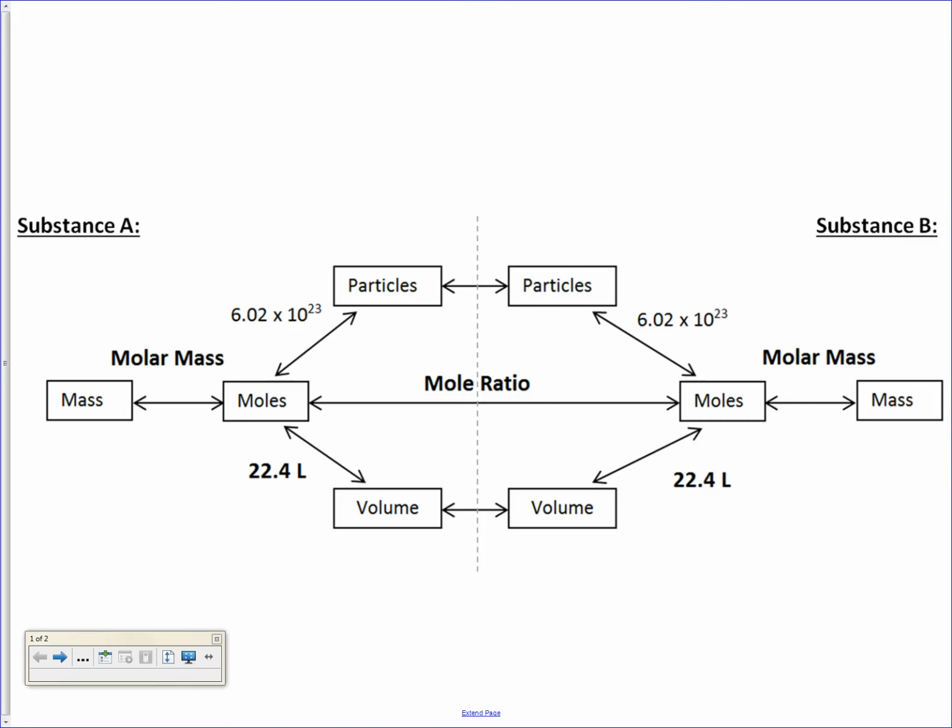If you want to go between moles and particles, which are atoms or molecules, you use Avogadro's number, 6.02 times 10 to the 23rd. Moles to volume, 22.4 is the conversion factor. If you're going particles to particles or moles to moles or volume to volume, you use that mole ratio. Before you get started on this assignment, you'll either want to copy this down or try and commit it to memory, because you're going to need to know all of these relationships to understand what's coming along.